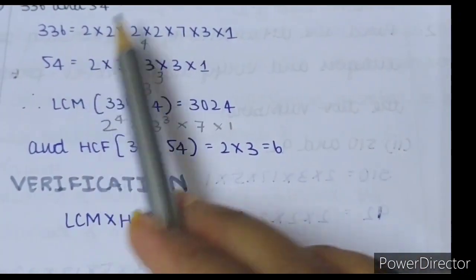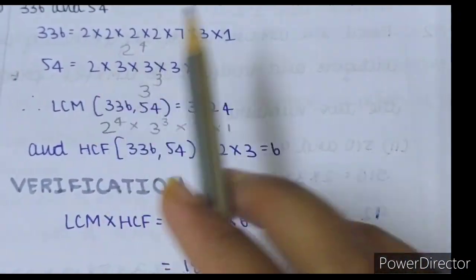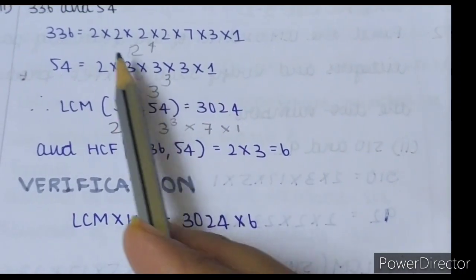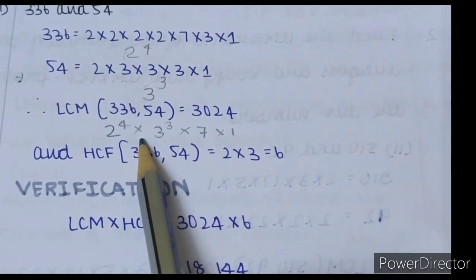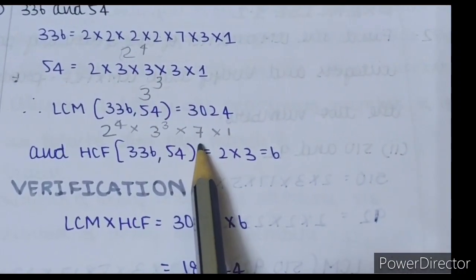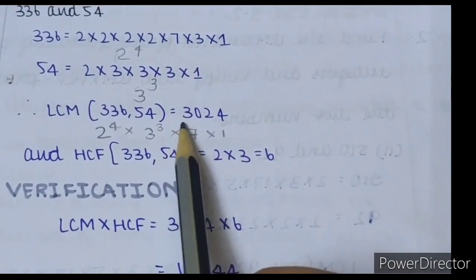Therefore, LCM of 336 and 54 is equal to, here we need to take the greatest power of each prime factor in all numbers. So here the greatest power of 2 is 2 to the power of 4, and here 3 is 3 to the power of 3, and into 7 into 1, which is equal to 3024.